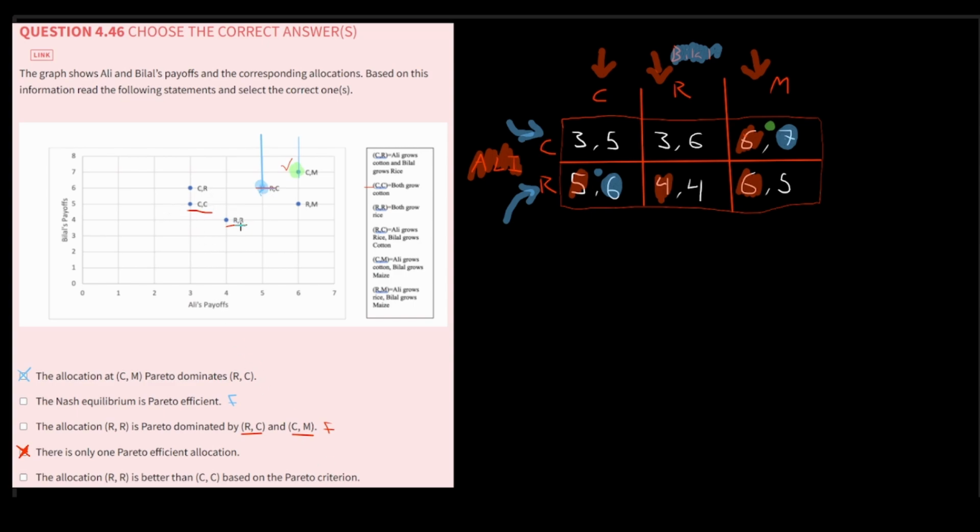No, because we can't get to RR without Bilal being worse off. So that's not true. That is not a Pareto improvement. So our answers are the first one and the fourth one. Those guys are correct. The rest are false. Hopefully that helped into how to work through this.